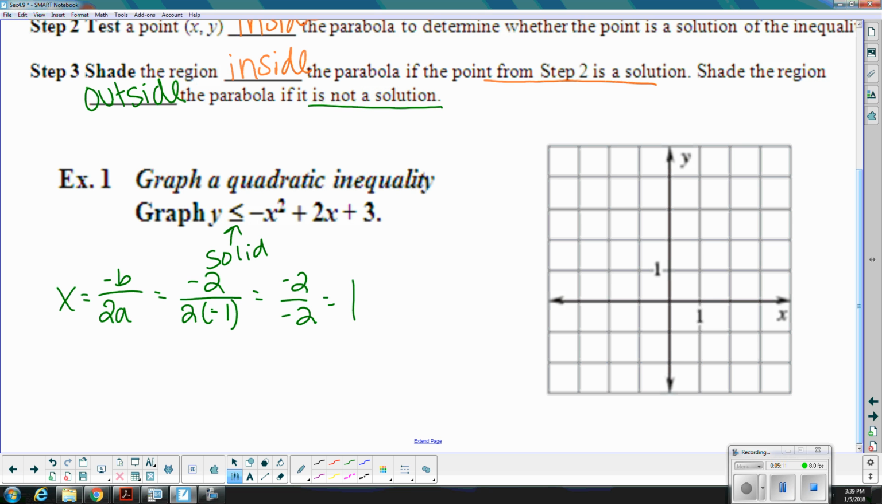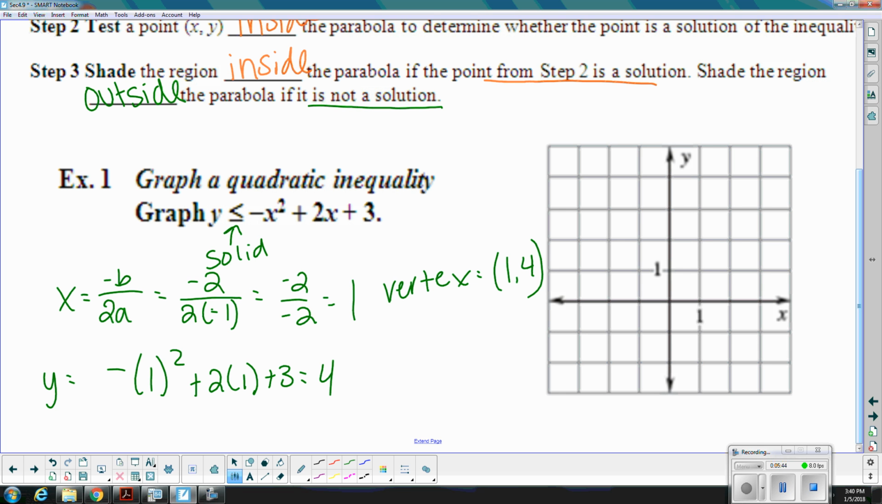To find our y-coordinate of the vertex, we just have to substitute in 1 for x. So our y-coordinate is negative x squared plus 2x plus 3. That's negative 1 plus 2 plus 3, which is 4. So that gives us our vertex. So let's graph that first. There's our vertex.